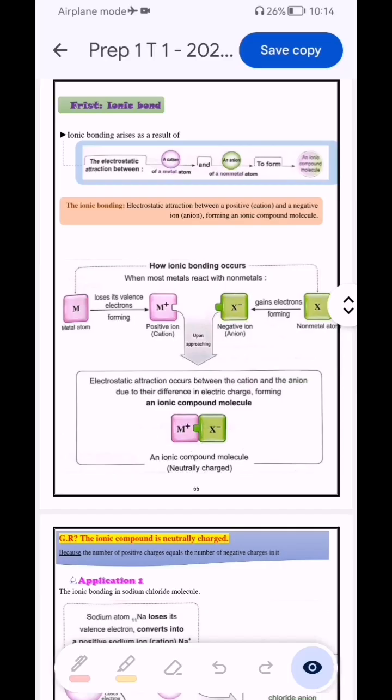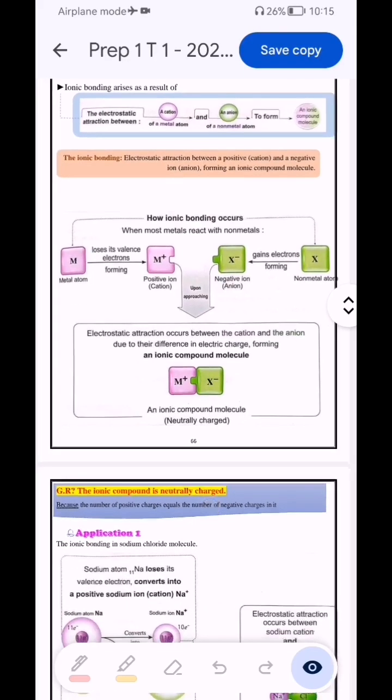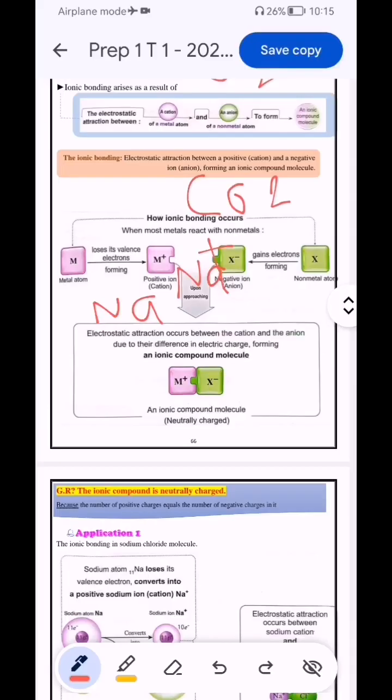So what's the meaning of ionic bond? It's the electrostatic attraction between a positive ion, called a cation, and a negative ion, called an anion, forming an ionic compound molecule. So the ionic bonding occurs between what? Metal and non-metal, cation and anion. For example, Na and Cl. Na is a metal, and it turns into Na+, because it loses one electron. Cl, 17, turns into a negative ion, because it gains one electron.